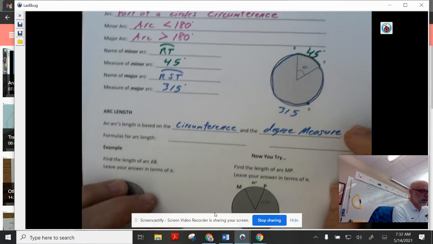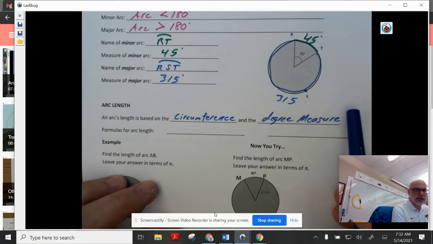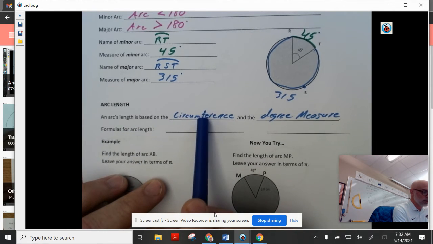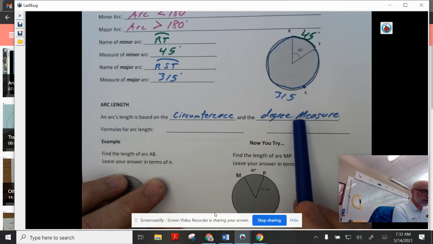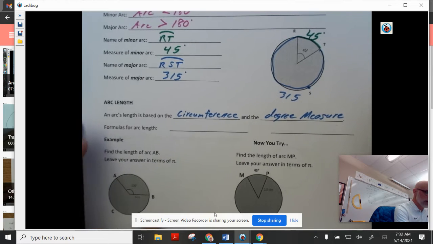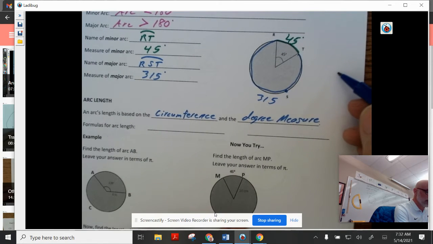So we're probably about ready to do a little bit of arc length. Okay, so arc length is based on circumference because this is the distance all the way around. And we're going to use degree measure to help us do that. Okay, so just like when you go to the store, let's say we're shopping and we buy a $40 shirt, it's 30% off. How much are we going to pay? Like you ought to be able to figure that out. $40 shirt, 30% off. Here's the way I think about it.